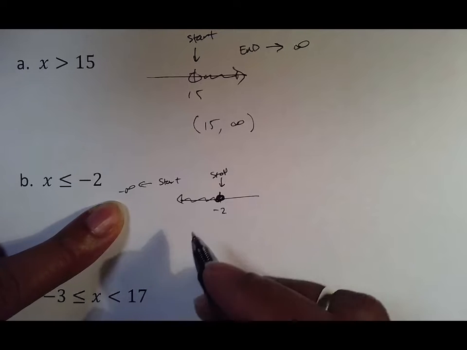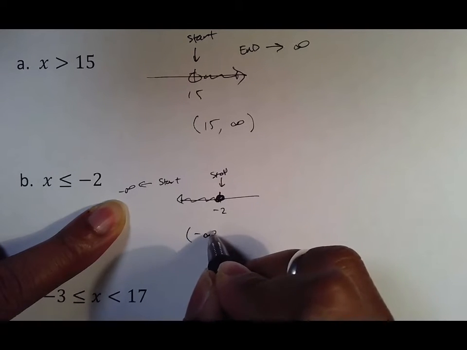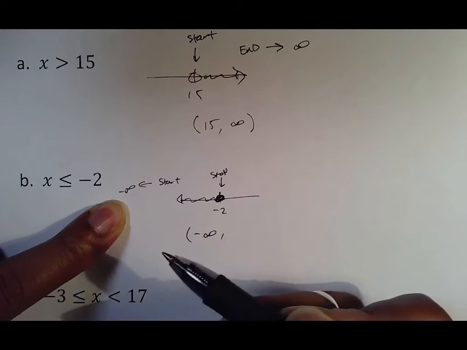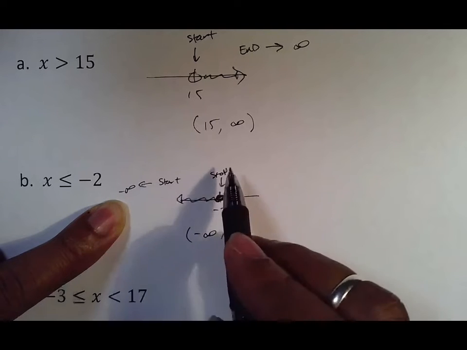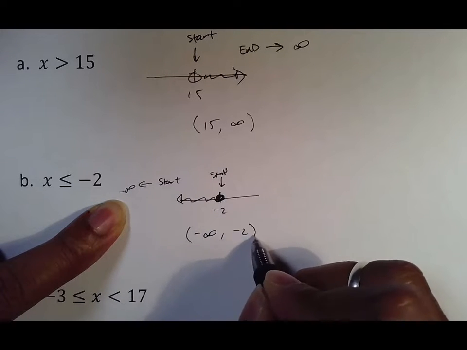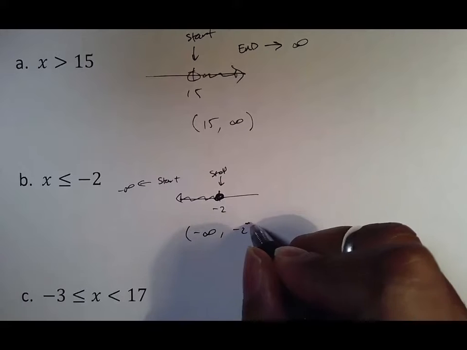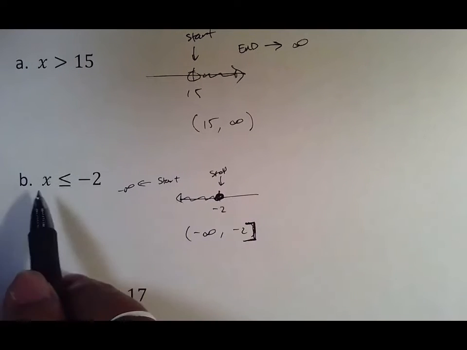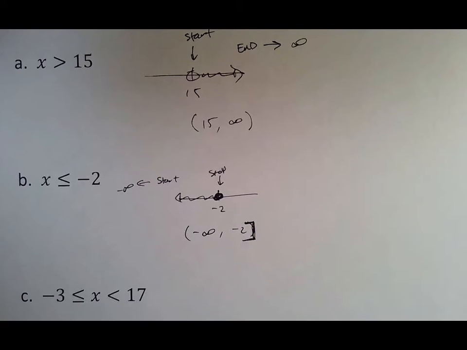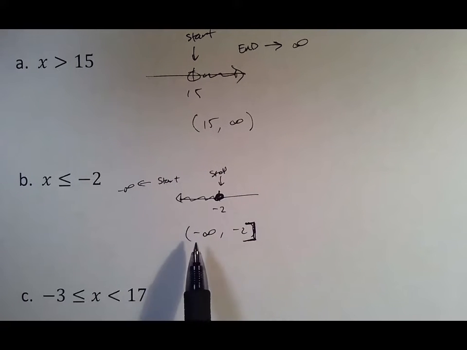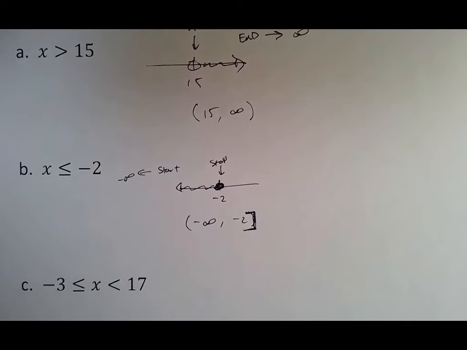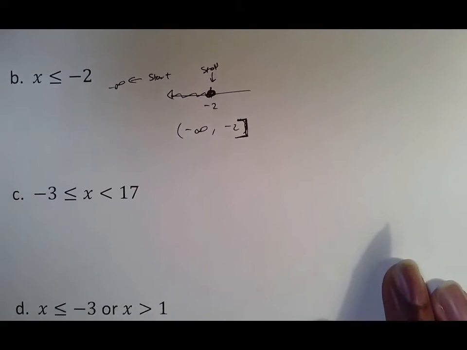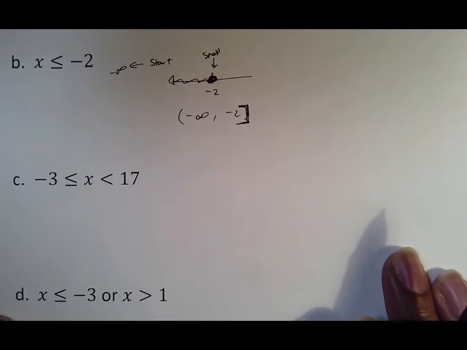So again, infinity is a number that does not exist, so we use a parenthesis. Again, that's negative infinity because that's left. And then our stopping point again is at -2. I'm sorry, that's included, so we will use a bracket. Closed circle, included, equal to. But we do not use a bracket on infinity because you can't, it'll never happen. So just make that a practice of your own.